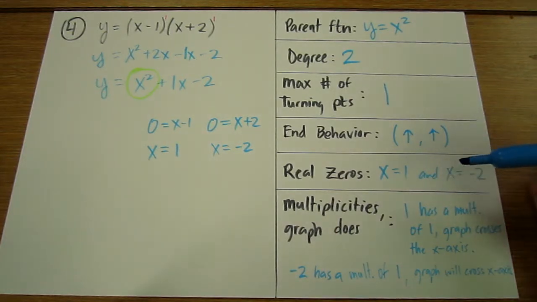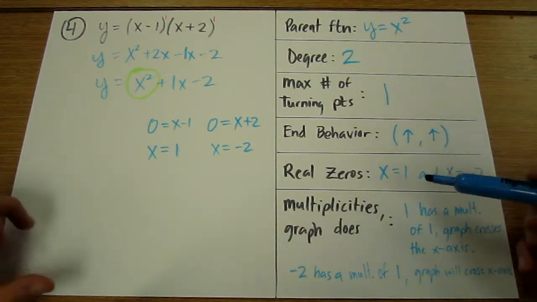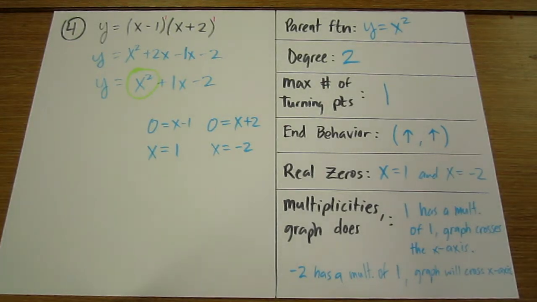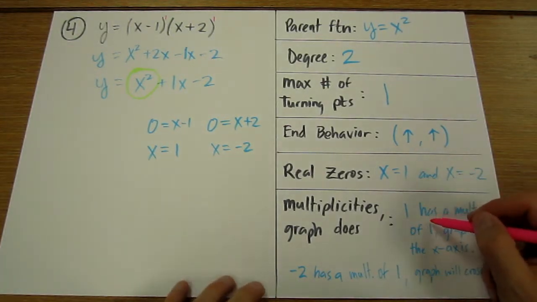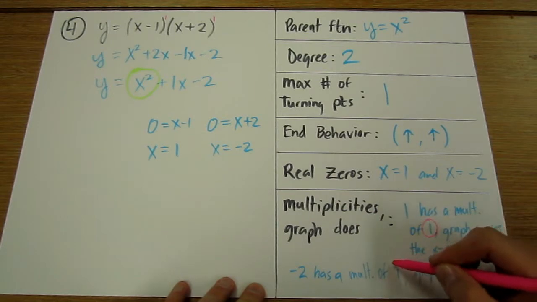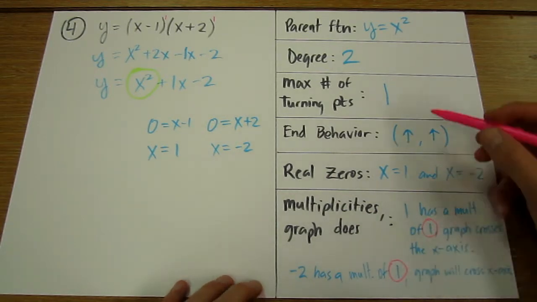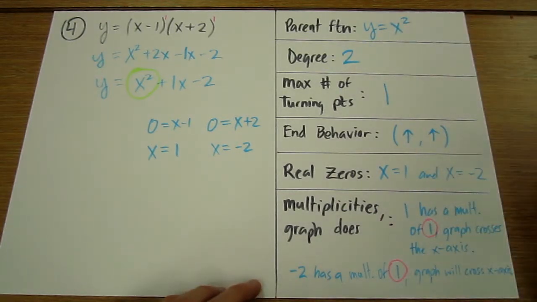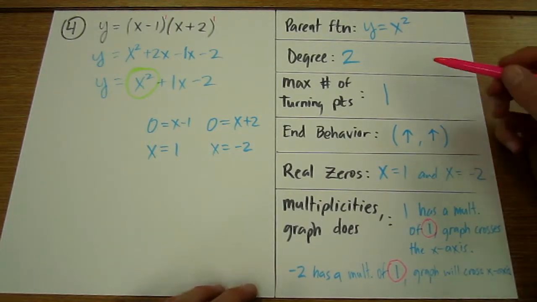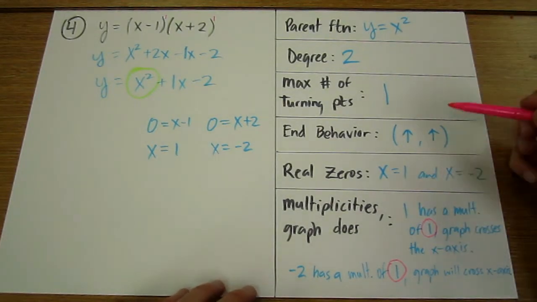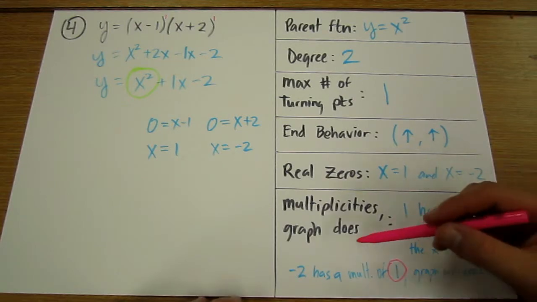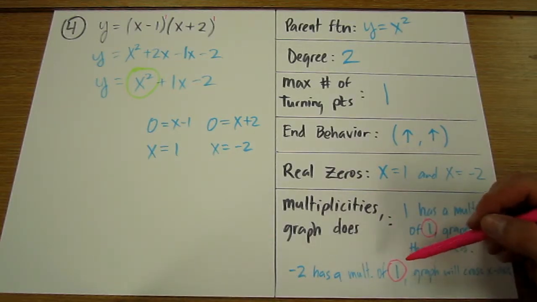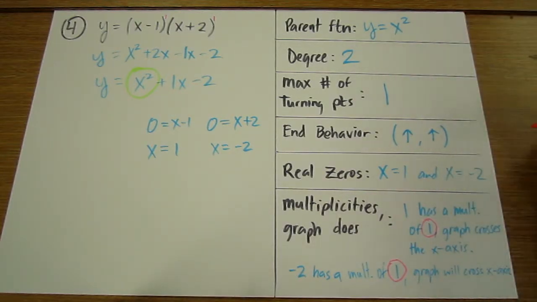The interesting thing about multiplicities is that if you look at these numbers, a multiplicity of 1 and a multiplicity of 1, these should add up to the degree. So that's a great way that you can check to make sure that you're doing all of this right. 1 has a multiplicity of 1, negative 2 has a multiplicity of 1, 1 plus 1 is 2, so we know, hey, we're pretty good on this.